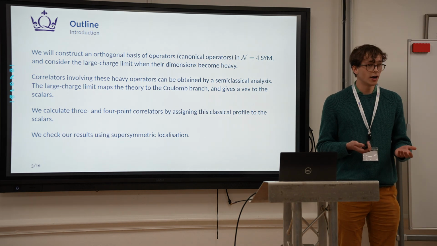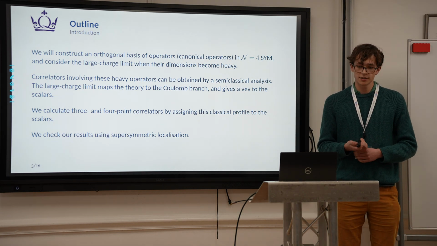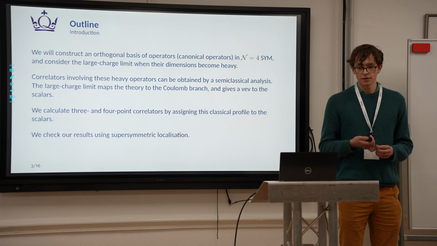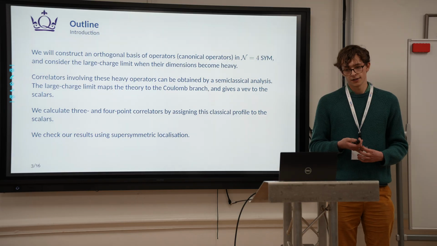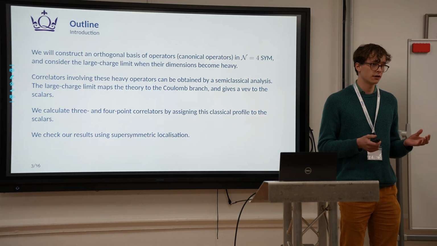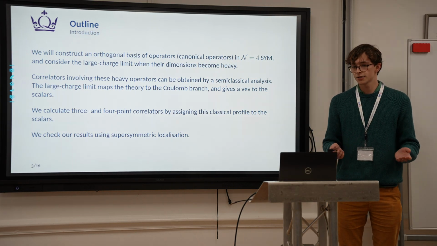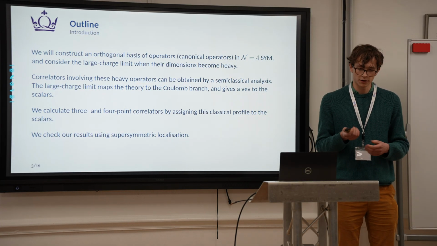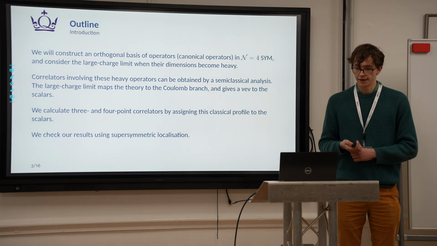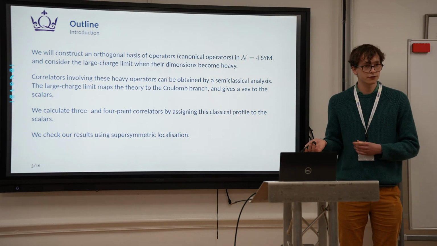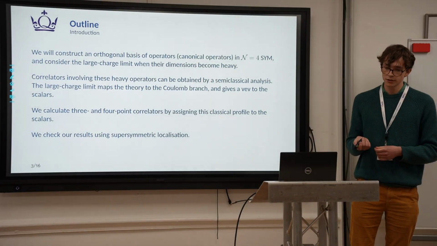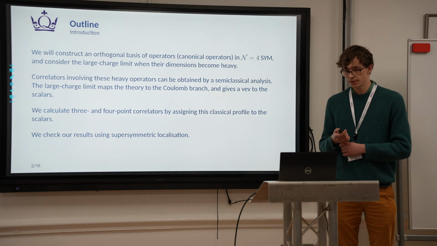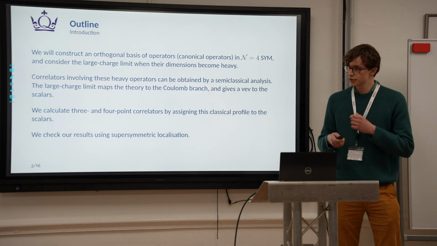And we're going to calculate these by a semi-classical analysis. And so what we find is that if you take this large charge limit, so these operators become heavy, then the theory maps to the Coulomb branch. And so we can assign a scalar profile to the scalars, so the correlators become easy to calculate. And so we'll show you this for 3 and 4 point correlators, and then we'll check our results using supersymmetric regularization. So that's the outline of the talk.